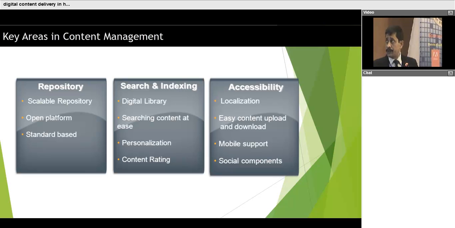And when we talk about the delivery or the accessibility side of it, localization, easy content upload and download through bandwidth optimization and standards-based technologies, mobile support and social components are some important factors.